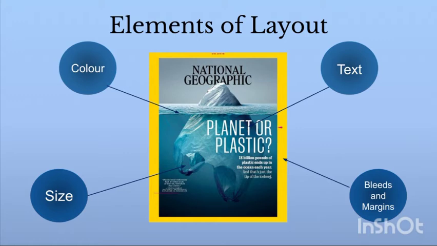The last element of any page layout is the purpose. The purpose behind the layout should absolutely be clear to the designer. What is the layout all about? From whom it is intended? All such questions must be answered before the work on the layout is started. For example, this National Geographic Planet or Plastic is a science magazine. So, the target audience here are people who are interested in science, who are interested in environment. But if we take a fashion magazine or a women's magazine, the layout would be rather a different one.